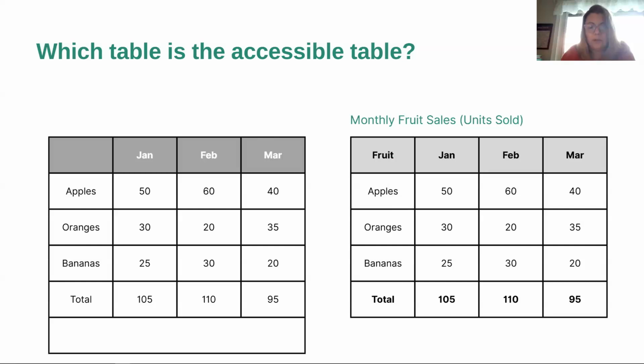And also, if this was an image I were to embed, this one does not have alt text in here. This information is really important for the students to know how many units were sold each month, as far as the different types of fruit, but without alt text, the information is not conveyed. They're not going to have a clue as to what they need to know.